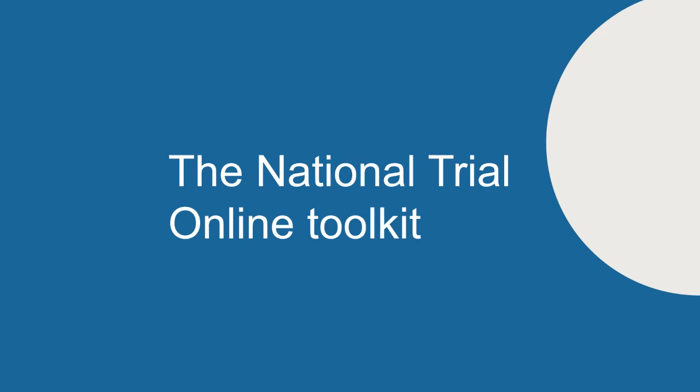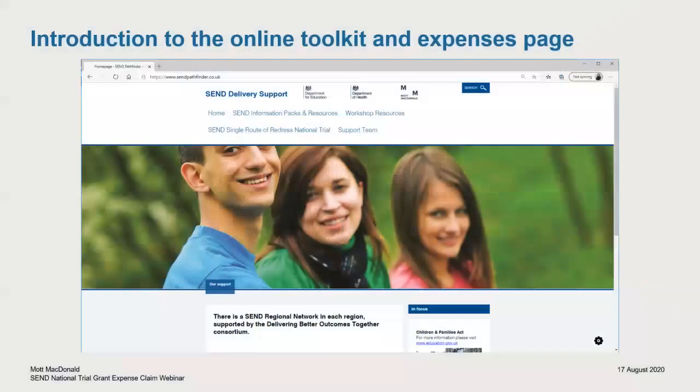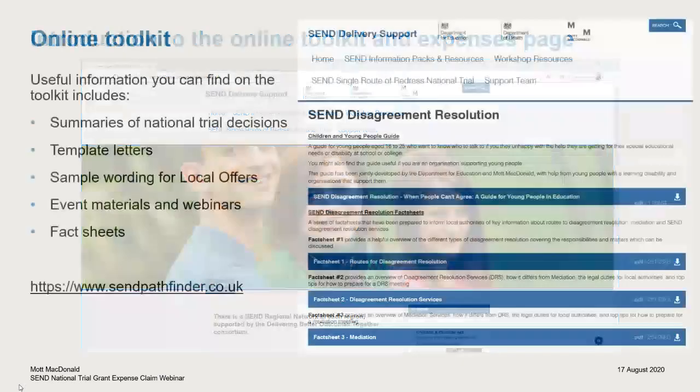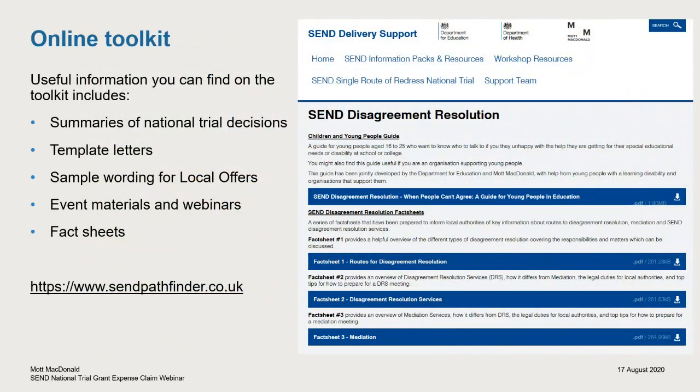We're now going to move on to run through the online toolkit. So the SEND Pathfinder Disagreement Resolution Toolkit houses all documents you'll need and guidance and information regarding the national trial. And it looks like this screenshot you can see here. Some examples of useful information you can find on the toolkit include summaries of national trial decisions, template letters such as response to recommendations letters, sample wording for local offers, event materials and webinars from this year's events that we ran between January and March, and some fact sheets.